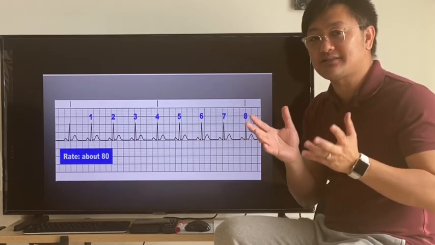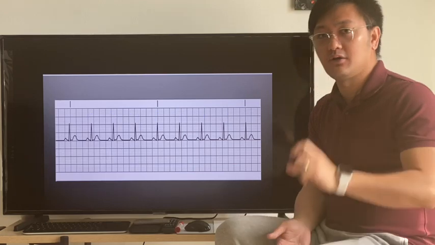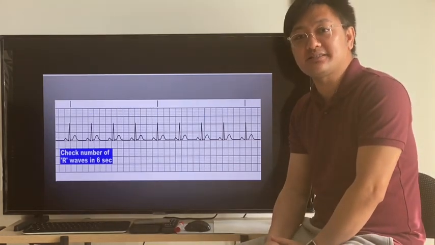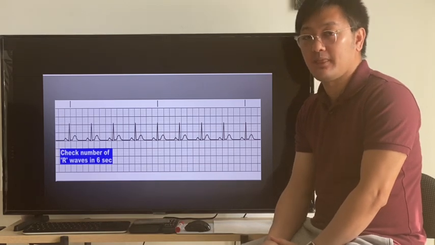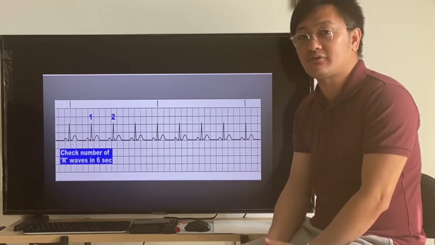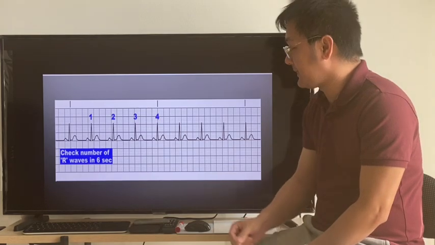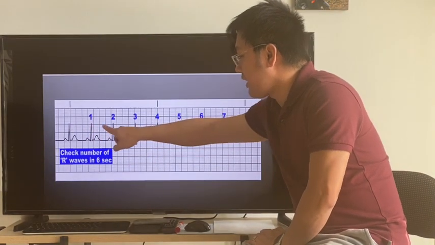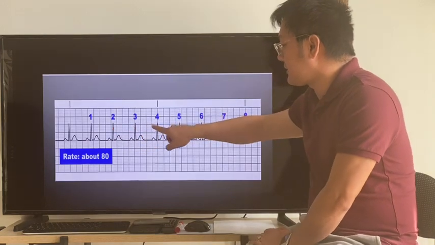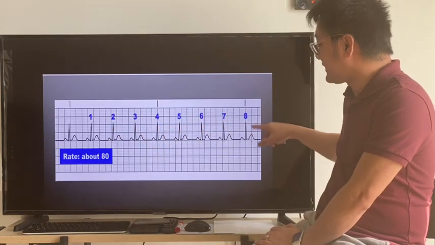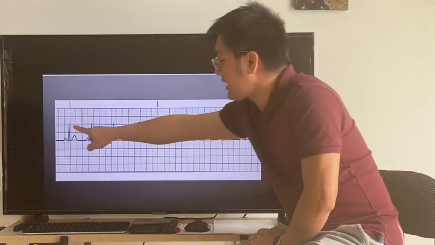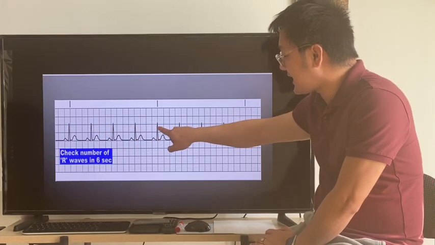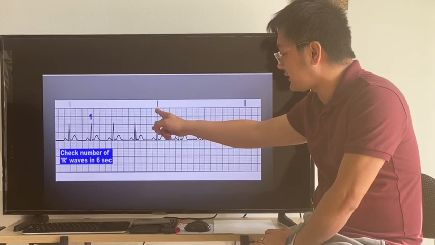How would you use the 6 numbers to identify the heart rate? Okay, rule number one. To identify the heart rate using the 6 magic numbers I gave you, look for an R wave that falls directly on a dark line. So this is your R wave number 1, number 2, number 3, number 4, number 5, number 6, number 7, number 8, number 9. Look for an R wave that falls directly on a dark line.